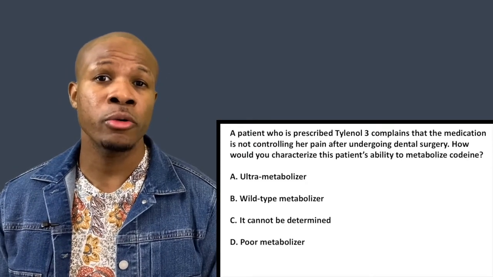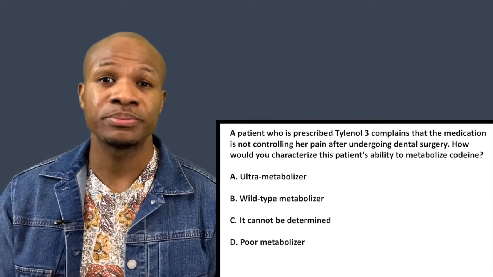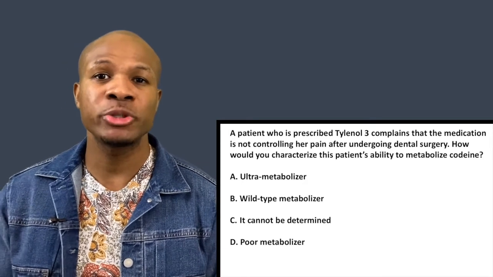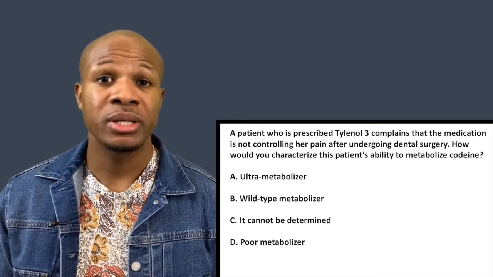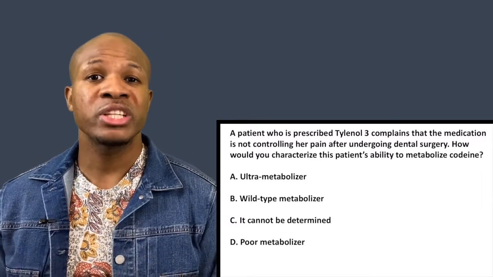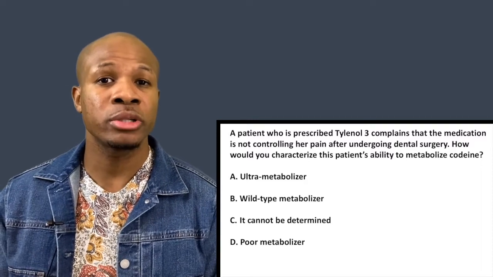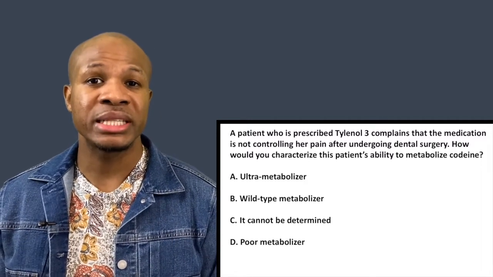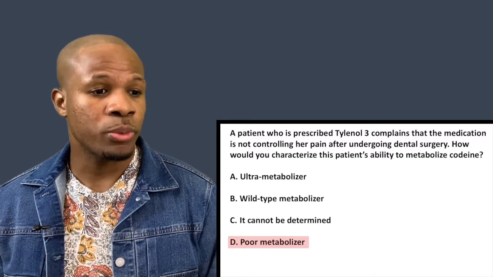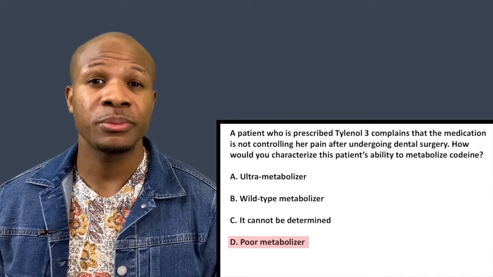Tylenol 3, you should know, is a mixture of Tylenol, which is acetaminophen, and codeine. Now remember, codeine is a prodrug. Codeine is metabolized by the CYP2D6 P450 enzyme to be converted from codeine into morphine, which is the active drug. So if this patient is given an adequate amount of Tylenol 3 and yet is still not controlling her pain, then that would suggest that she's a poor metabolizer of codeine. So the correct answer to this question would be answer choice D. She's a poor metabolizer. Alright, so definitely something you should know.